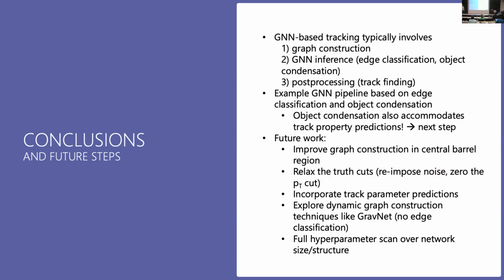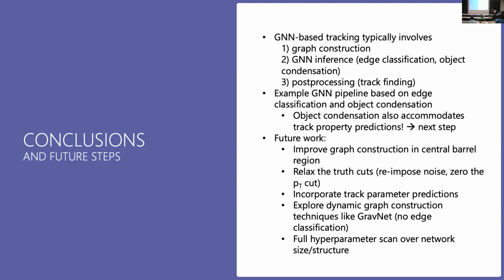Okay, so just to conclude, GNN-based tracking usually occurs in 3 stages: graph construction, GNN inference, and then post-processing. This is just a further enumeration of that kind of pipeline, where in this case, we've applied object condensation at the last stage to try and make better clustering predictions at output. So there are a number of directions we can move in with this. In particular, the object condensation framework has built in a way to do predictions of the properties of the objects that you are trying to build.